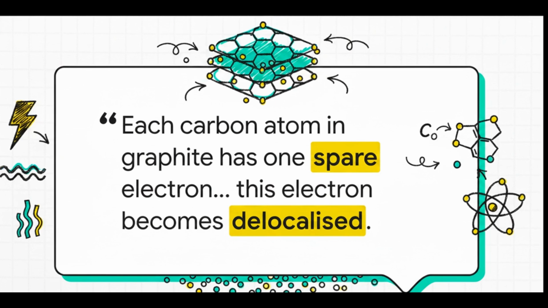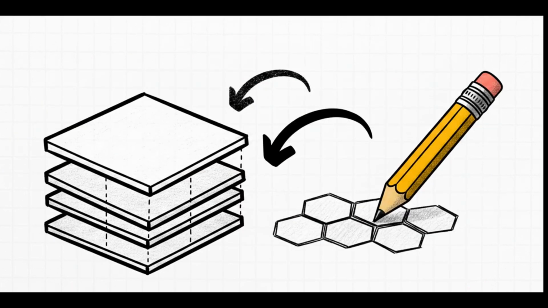Each carbon atom in graphite has 1 spare electron. This electron becomes delocalized. Since carbon naturally has 4 outer electrons, but is only using 3 to bond in this scenario, that 4th electron is just left over. It's essentially a free spirit. It becomes delocalized, creating this sea of free-moving negative charge throughout the entire structure. Because these electrons can actually move around, graphite can freely conduct both heat and electricity. Pretty wild, right?